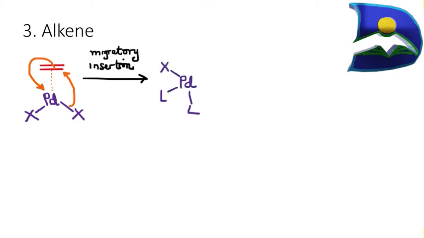Therefore, in here we have our migratory insertion that leads to the formation of this type of single bonded carbons. So what we see here is that at the far end of the carbon bond, we actually have not only a hydrogen here, but also a halogen attached to that particular carbon.